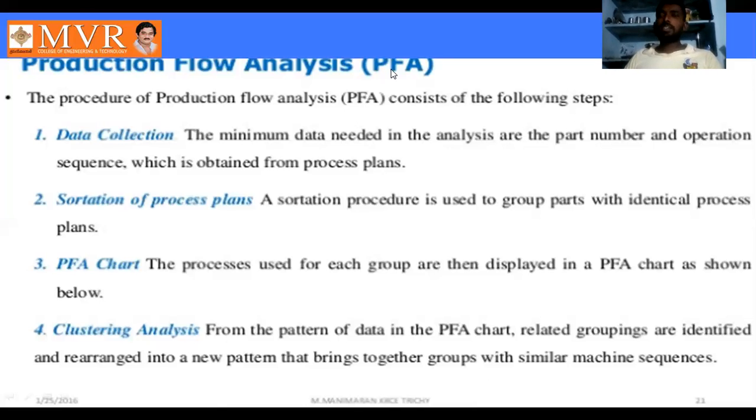Production flow analysis is one of the analysis methods in group technology. To analyze the production, we follow step by step these four steps. By using these four steps to analyze the production, we call it production flow analysis.